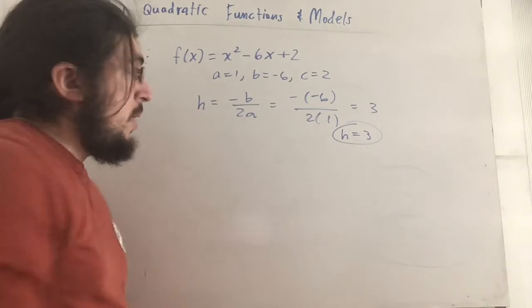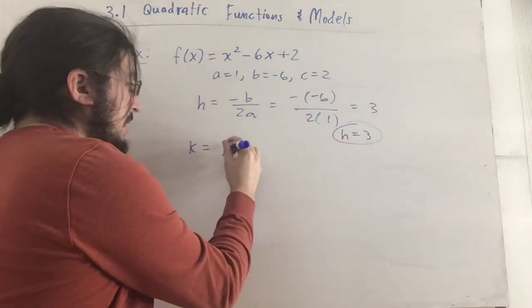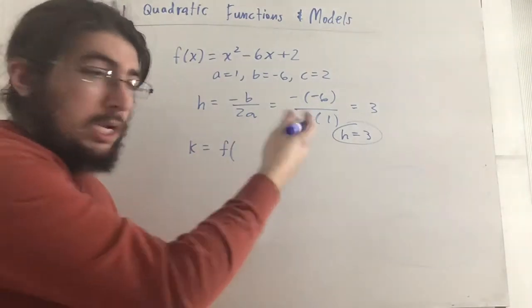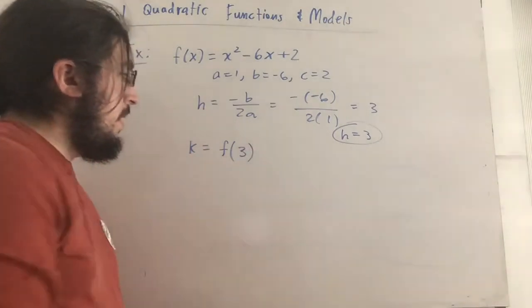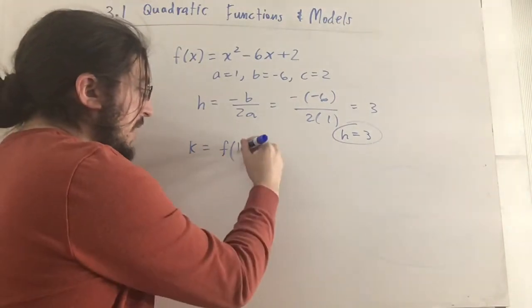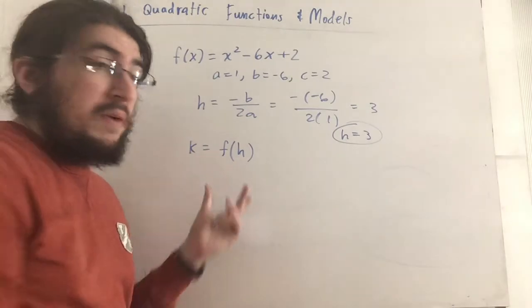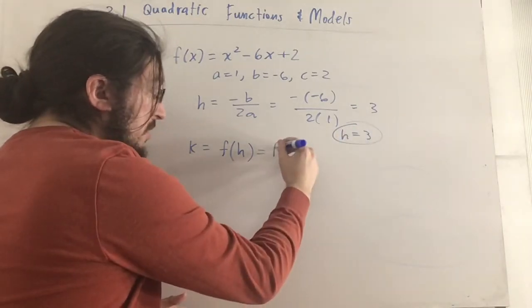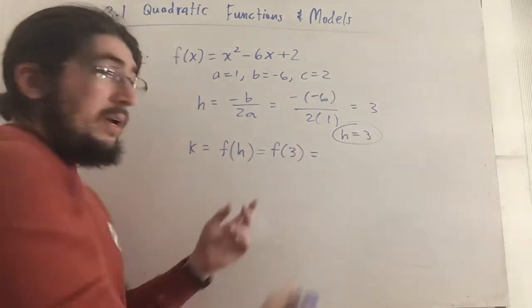Now that we have h is 3, can we find k? Yes, it's just f of h, like we saw earlier. Since h is 3, k is f of that. So let me just say specifically, we're using the fact that k is always f of h. Since we found out what h was first, we can plug it into f now to find what k is.